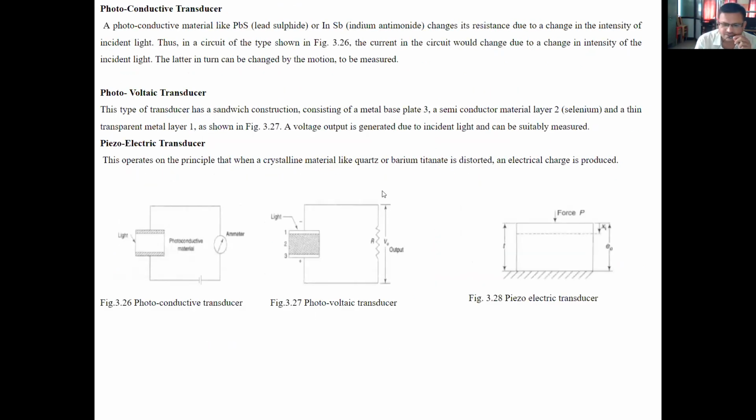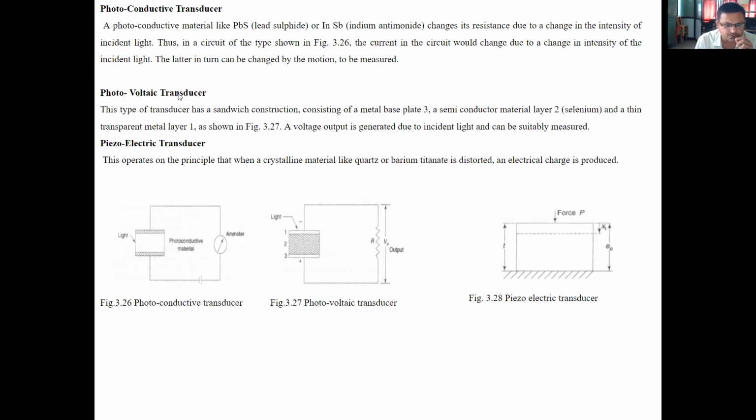Now, next is the photoconductive transducer. A photoconductive material like lead sulfide or InSb, indium antimonide, changes its resistance due to a change in the intensity of incident light. Thus, in a circuit of the type shown in figure 3.26, the current in the circuit would change due to a change in intensity of the incident light. The latter in turn can be changed by the motion to be measured.